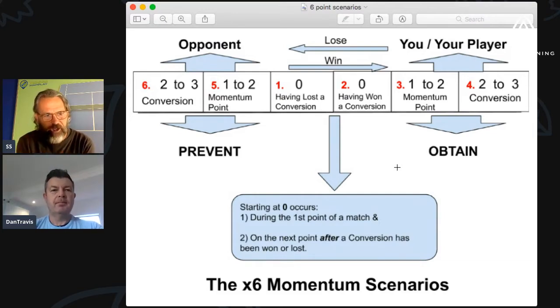Remember, we talked about pressure, and pressure comes from the score. It comes from intrinsically, internally, and it comes from the outside, extrinsically. And what the momentum score does is it addresses the score as what is the reality of what's happening. How many points have you won or lost in a row?